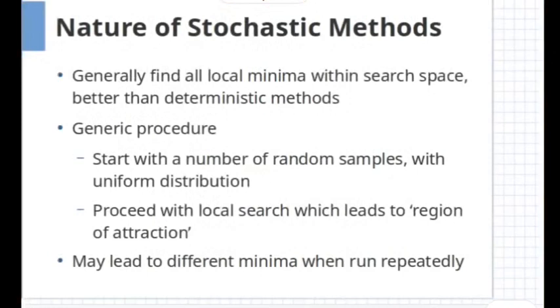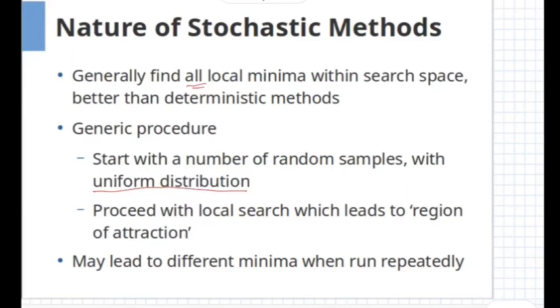Here are some of the features of stochastic algorithm. In general, these methods find all local minima within the search space with better effectiveness than the deterministic methods. Generally speaking, we start with a set of sample points which are randomly chosen within the search space, usually considering a uniform distribution. That means any point within the search domain has got an equal probability of getting selected in comparison with the other points.